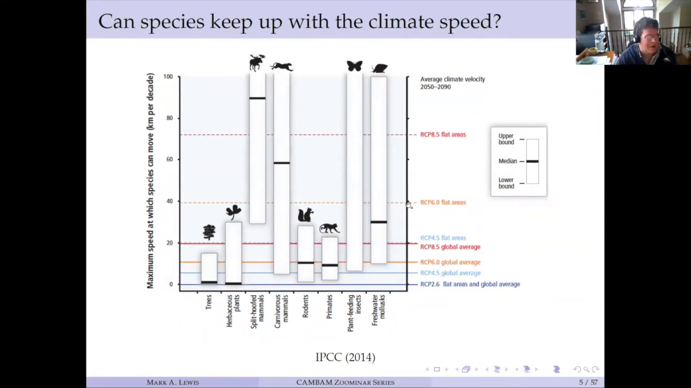So if these dotted lines fall above the bars for the animals, then the idea is that they would likely be unable to keep up, in terms of historical record, with their migration as the habitat shifts.